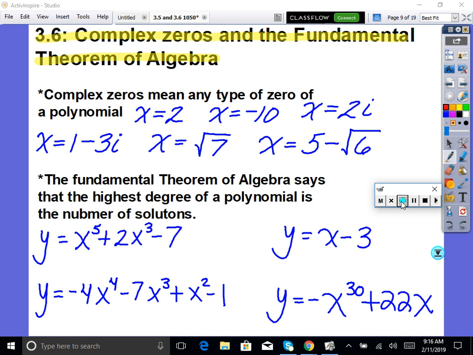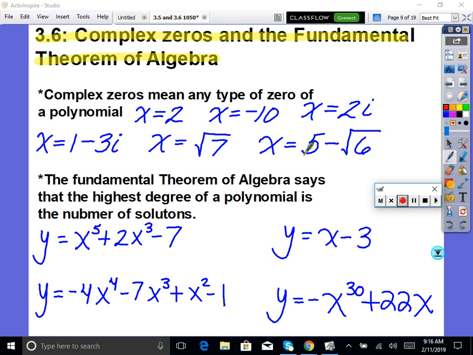So right here, do you guys see how I'm just giving you a bunch of examples? Any zero is a complex zero. Any type of zero. Doesn't matter if it's rational, irrational, imaginary, whole number, fraction. Now the fundamental theorem of algebra we already know. This is what the fundamental theorem of algebra says.